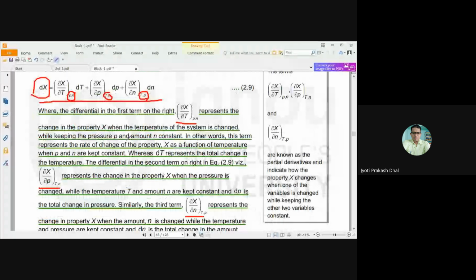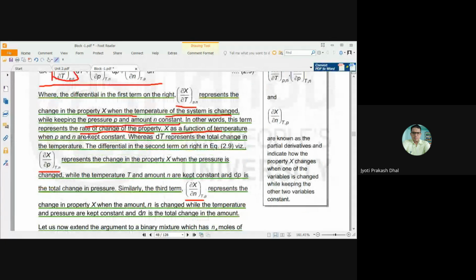In the differential, the first term represents the change in property X when the temperature of the system is changed, while keeping the pressure P and the number of moles N constant. In other words, this term represents the rate of change of property X as a function of temperature when P and N are constant, where dT represents the total change in temperature.